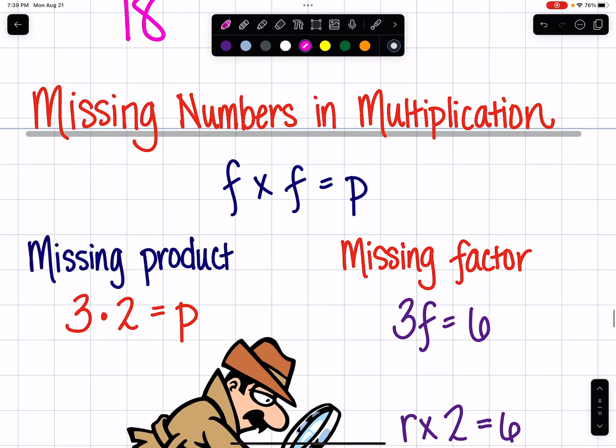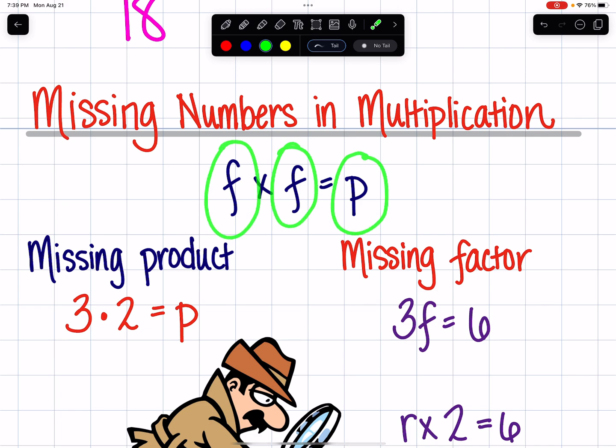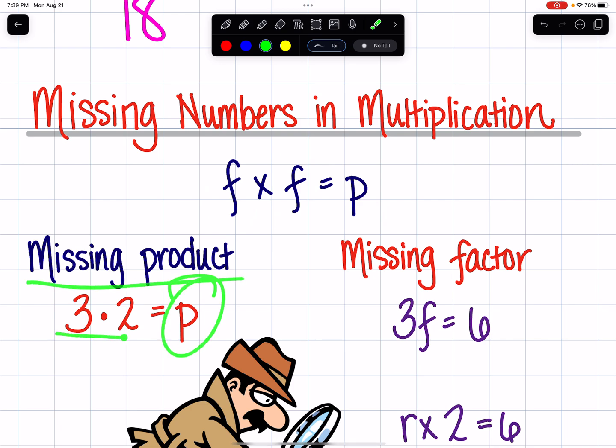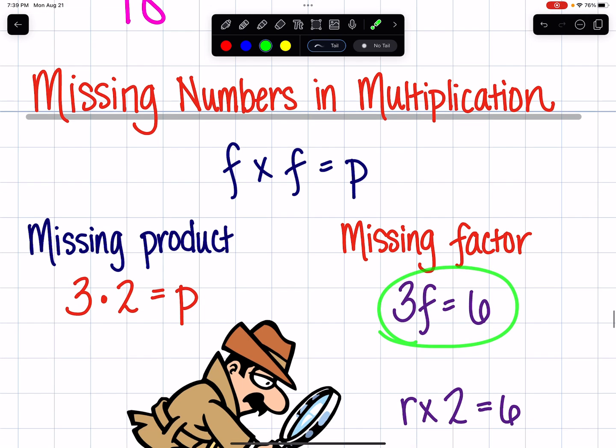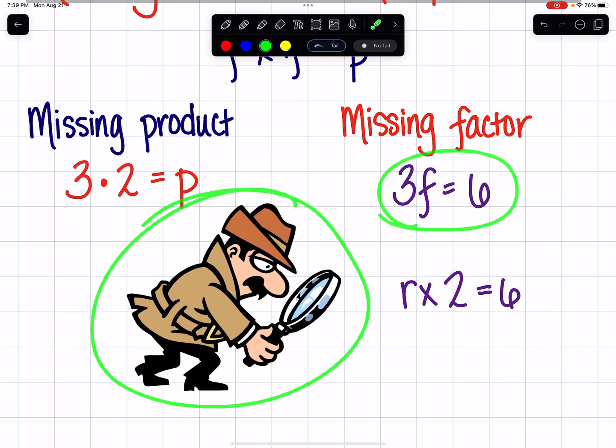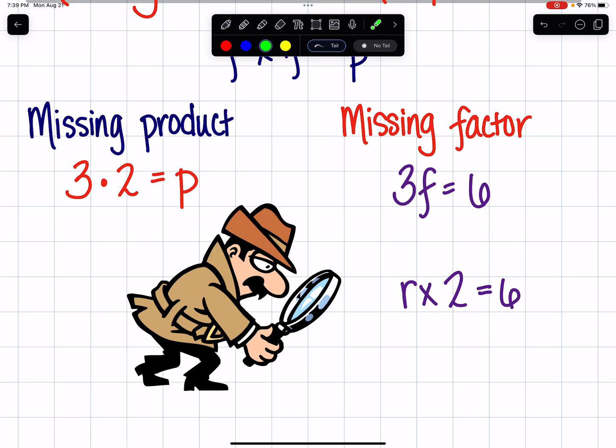Let's go over missing numbers in multiplication. Remember, multiplication is an equation where you have a factor times a factor is equal to a product. You can have a missing product. That's easy. All you do is multiply those factors together and you'll get the answer. If you have a missing factor, that's a little bit more tricky, right? You have to do the inverse operation. What's the inverse operation for multiplication? It's going to be division.